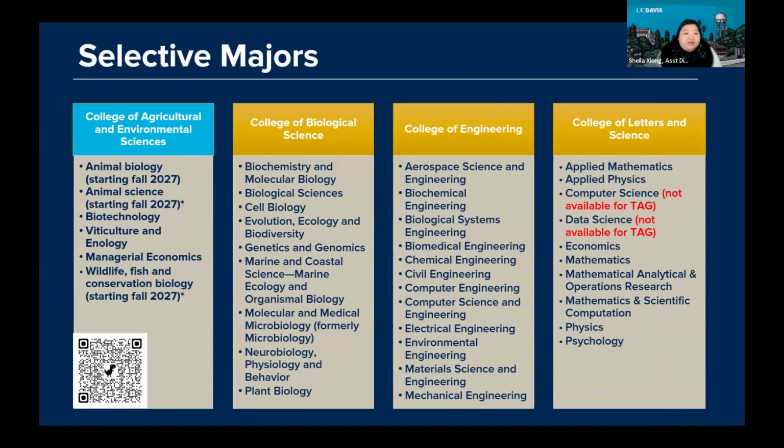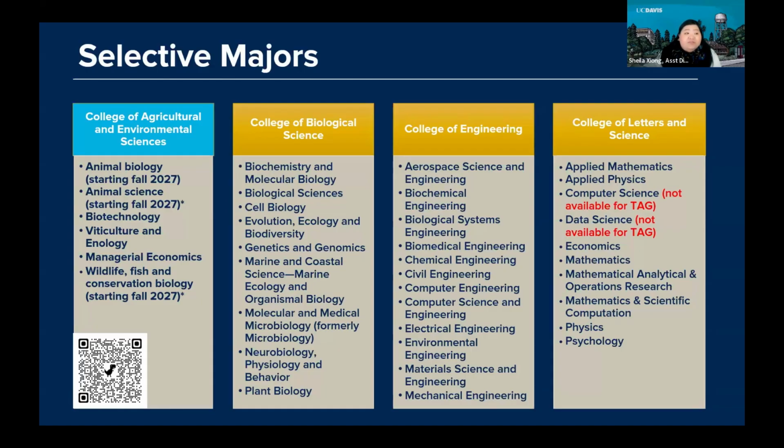All right, so we've got just kind of an overview of the different selective majors here at UC Davis. You can also find them on our selective majors website. So I'm going to go ahead and put the link in the chat. So if you want to see all of the selective majors that are here at UC Davis, you can look at the link that has just been posted.